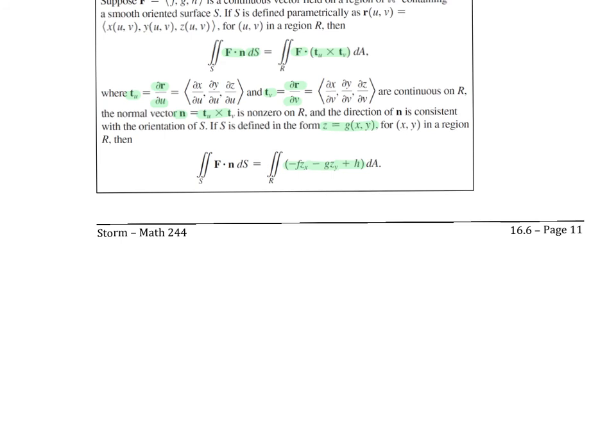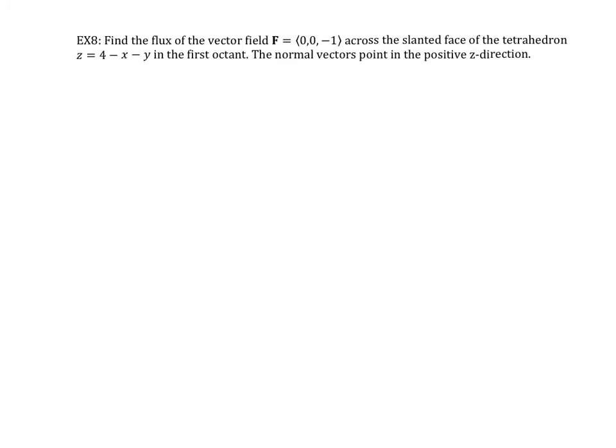If you use F dotted with n, that means you're going to have to compute the normal vector. In example 8, we're supposed to be finding the flux, and our vector field is a three-dimensional vector field.